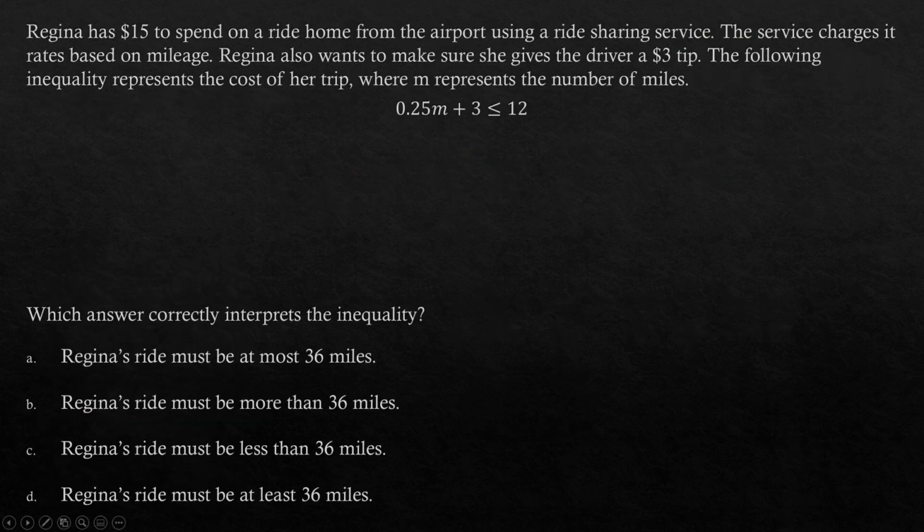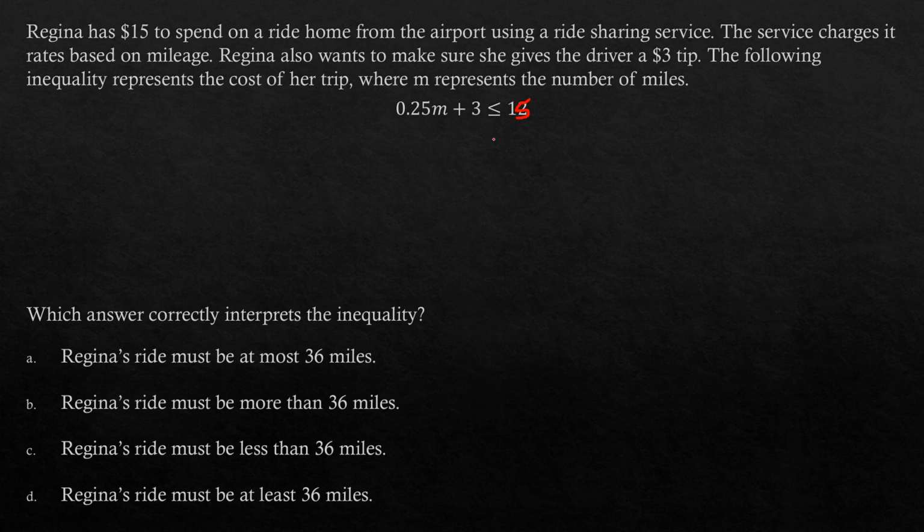Alright, Regina has $15 to spend on a ride home. Oops, sorry, this should say 15. Lots of typos, I apologize. From the airport. The service charge is based on mileage. Regina wants to make sure that she gives the driver a $3 tip. The following inequality represents the cost of her trip, where M represents the number of miles. Which answer correctly interprets the inequality?